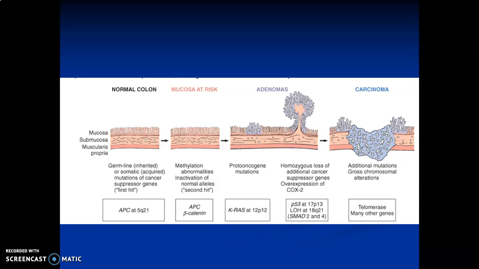So basically the genes involved are the tumor suppressor genes APC gene, the KRAS proto-oncogene, P53 and telomerase.